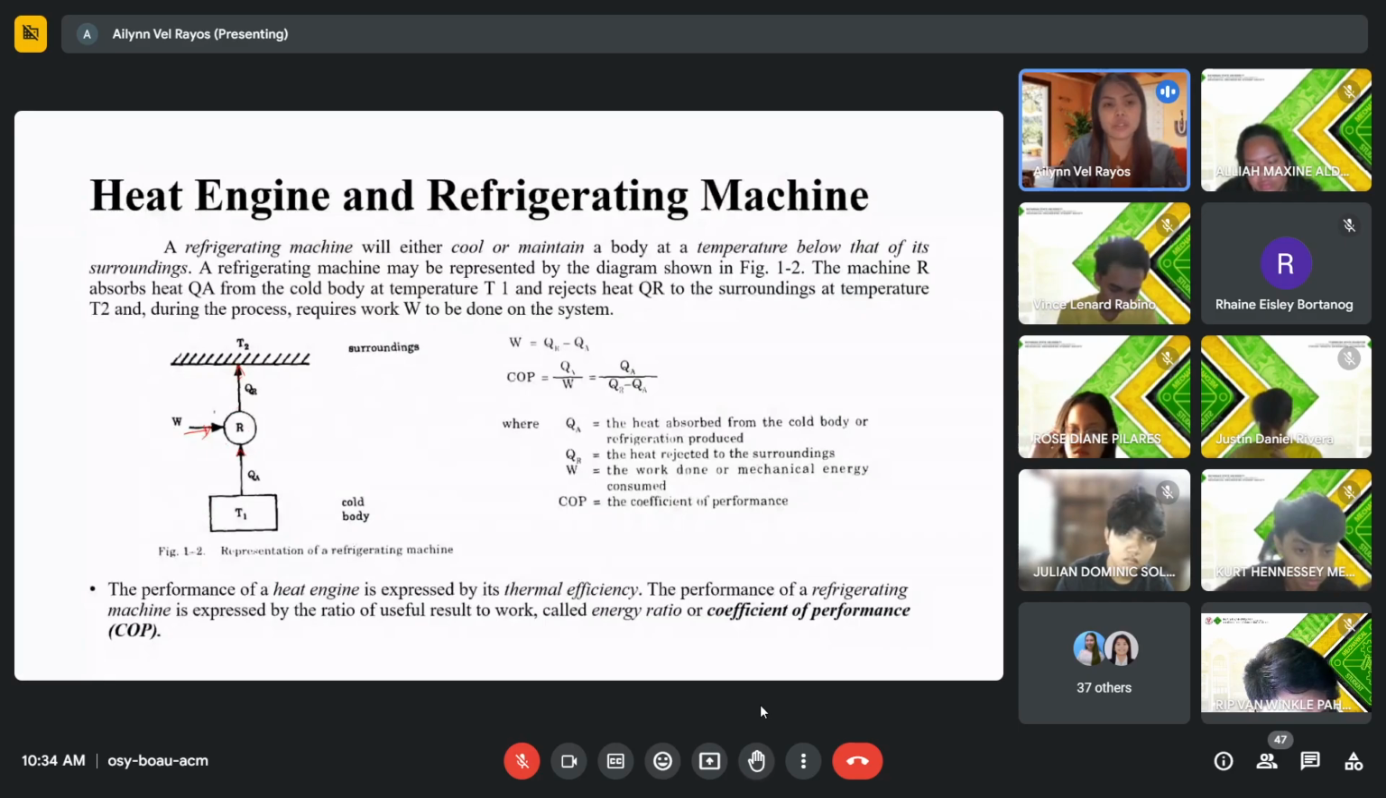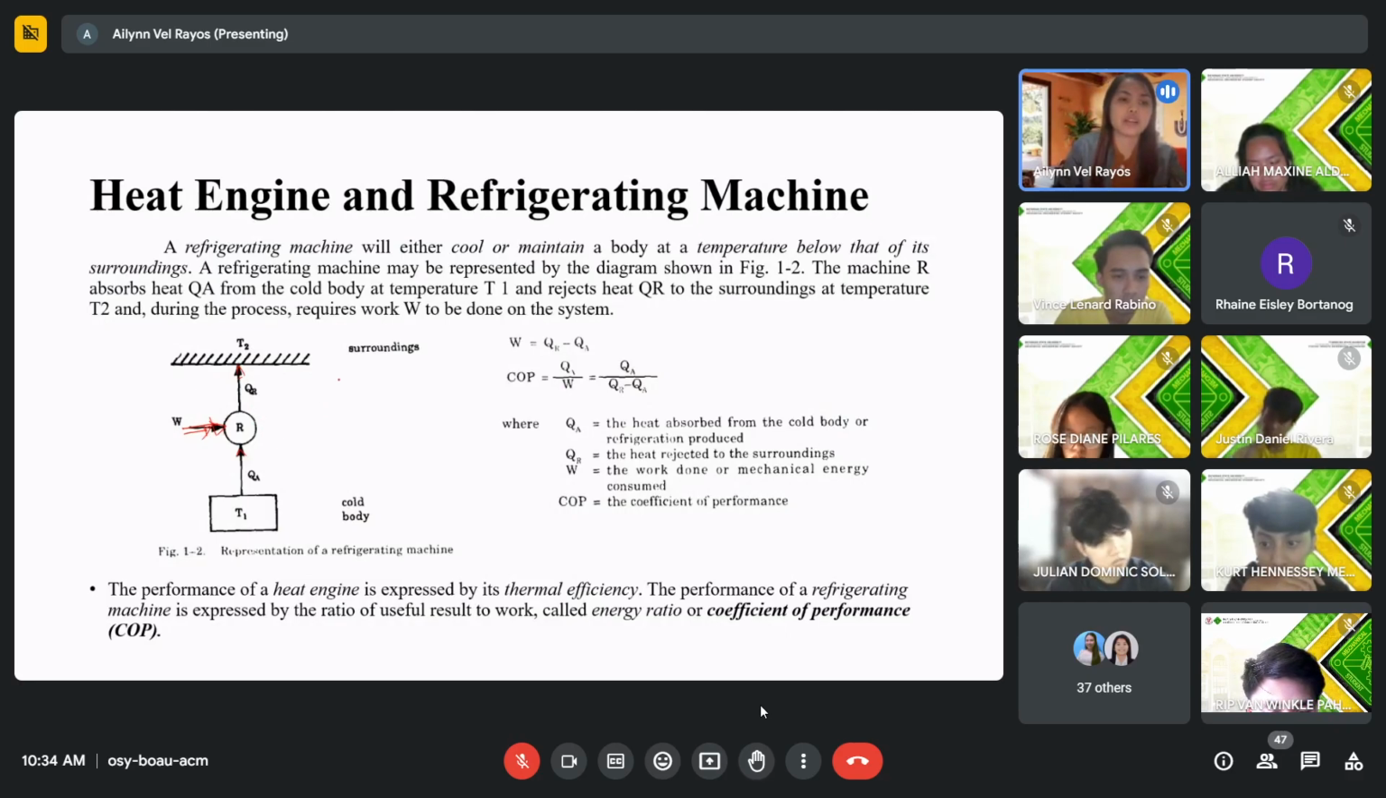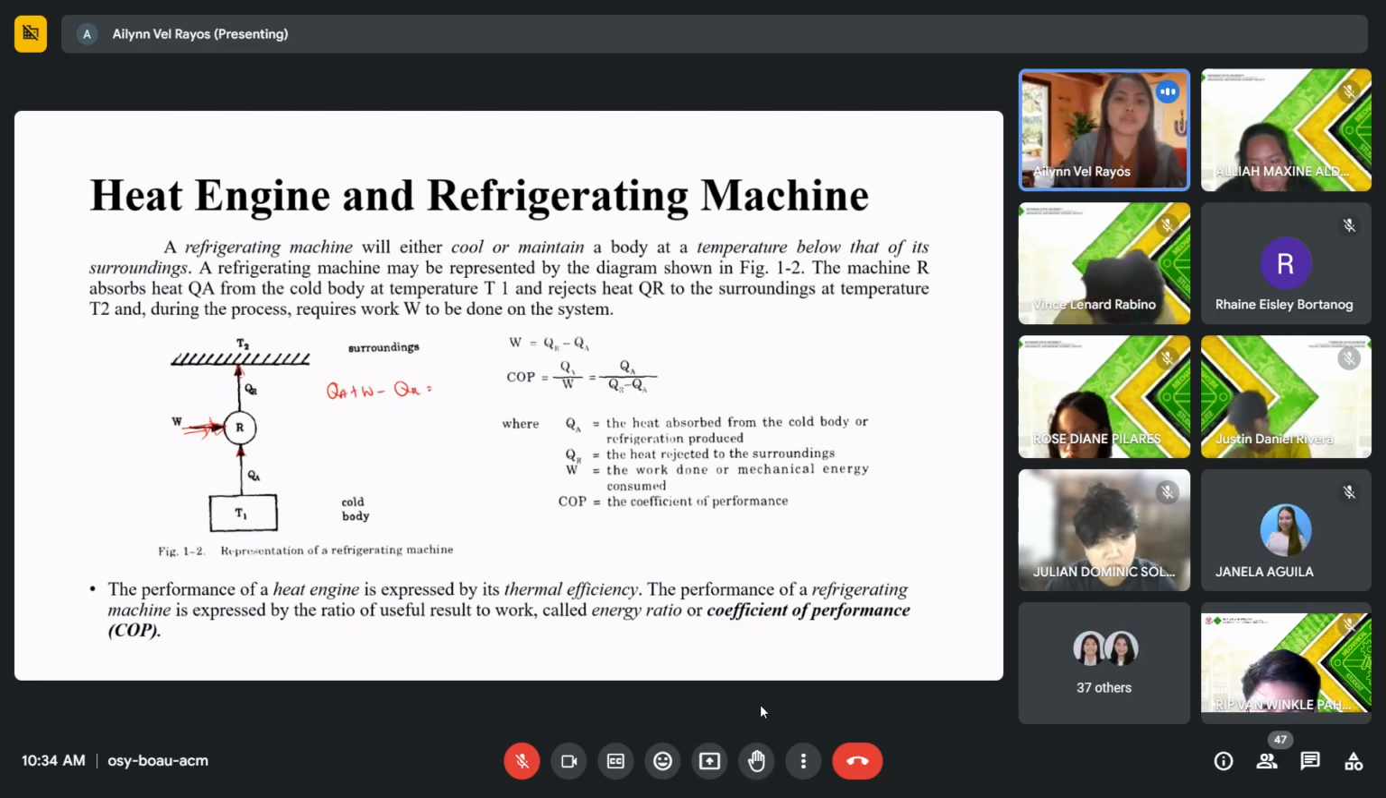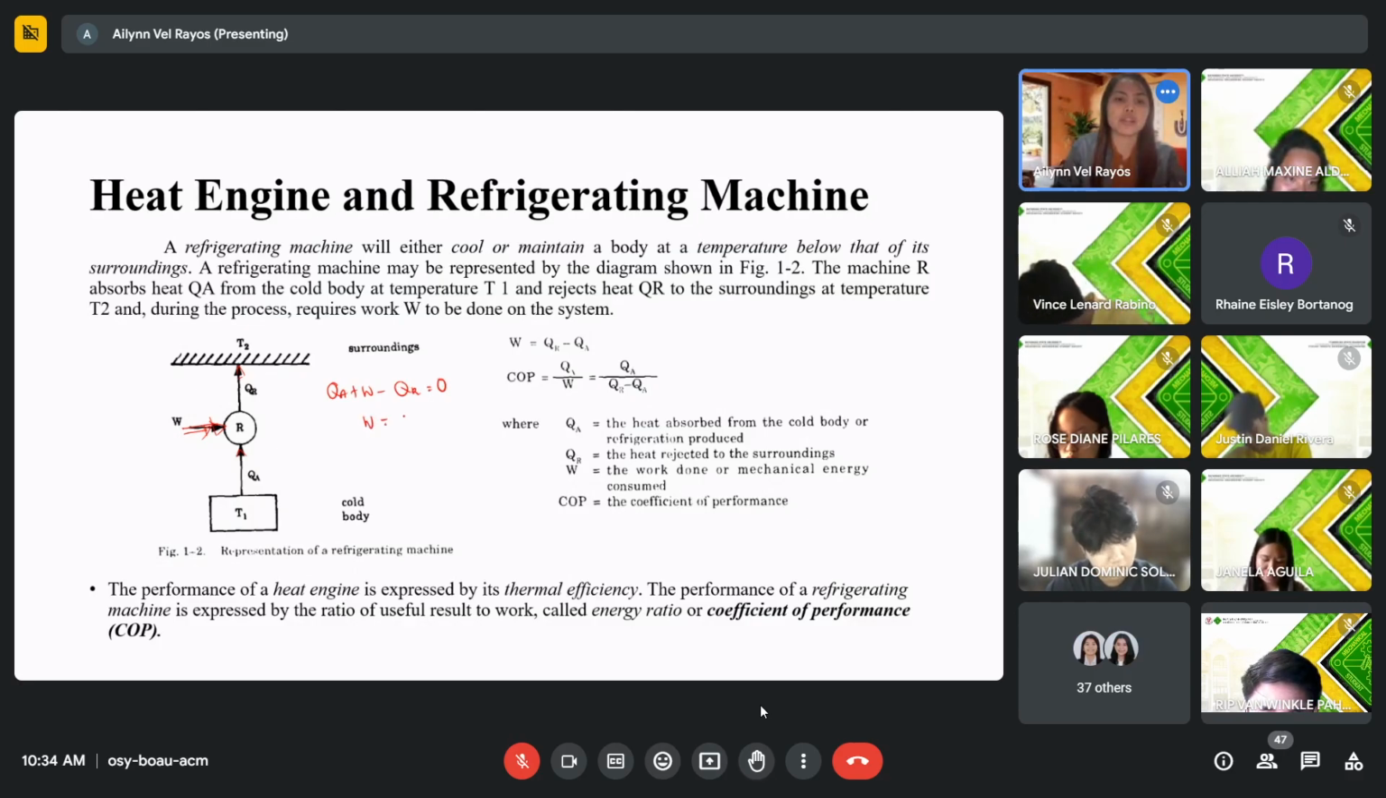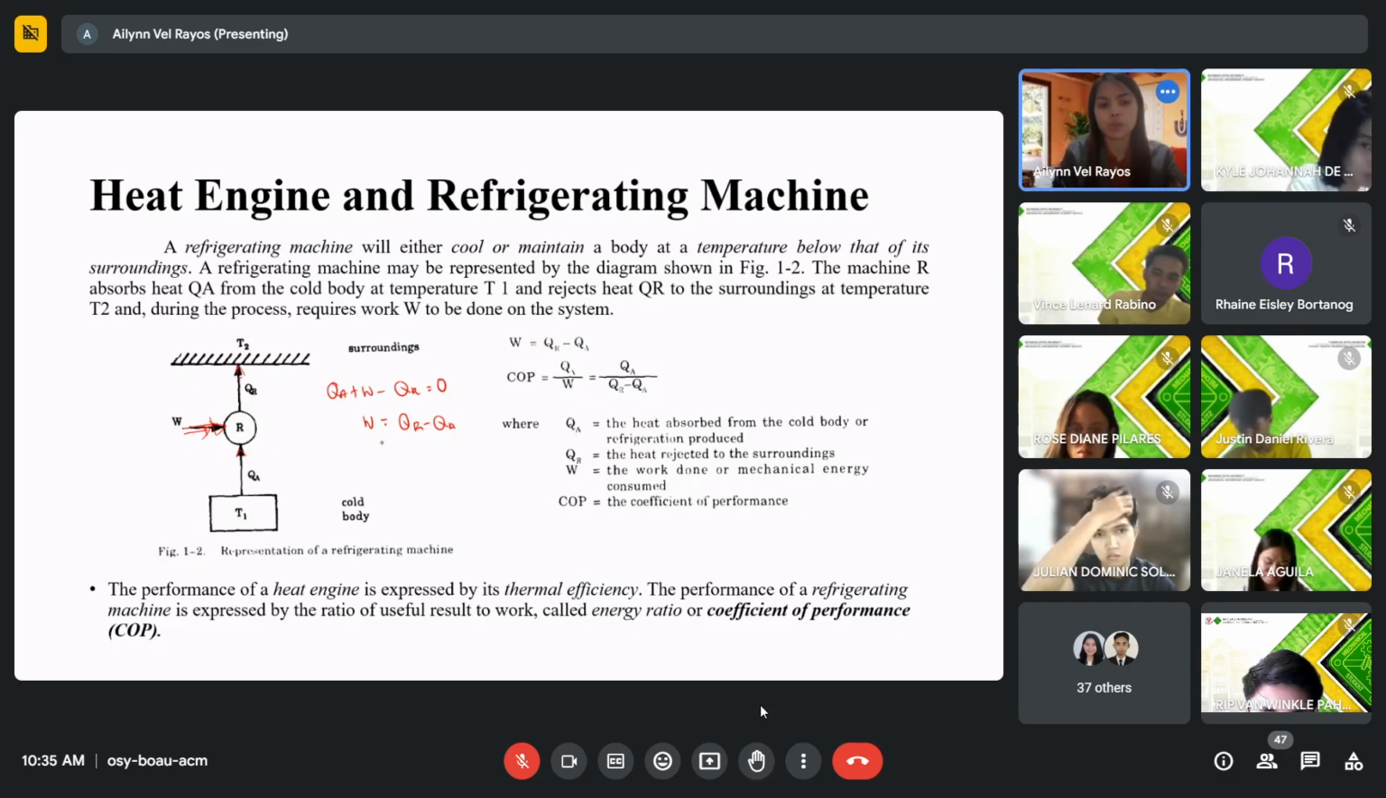Ganun yung ginagawa ng refrigerating machine in order to maintain or cool this cold body, or the refrigerated space. In order for that to work, we need to apply work on the refrigerating system to maintain the temperature below that of the surrounding. If we have an energy balance on our refrigerating machine, QA is papasok, the work is also papasok, and QR is palabas, which is equal to 0. Therefore, work equals QR minus QA.